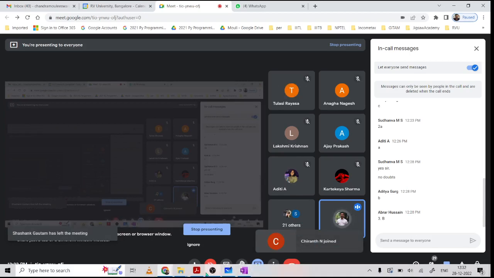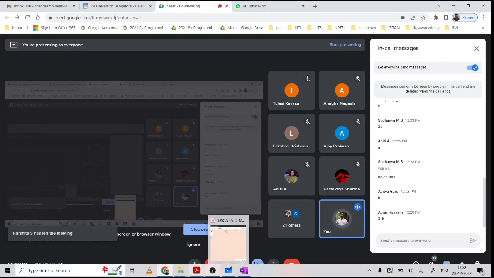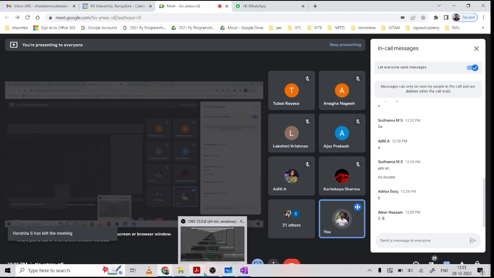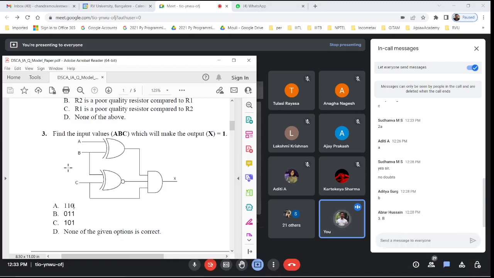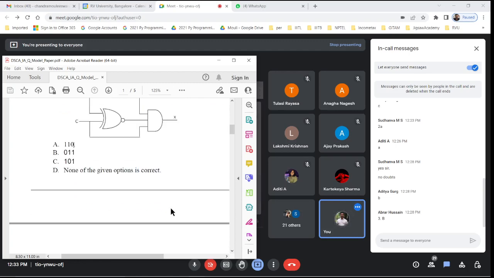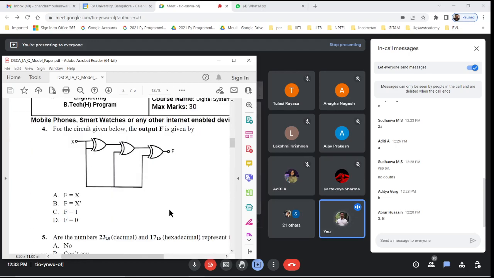You may not get the same circuit, but you may get some different circuit and you need to do the same logic of going from the output to the input. Or it could be different. Please don't think that I will ask the same kind of question again. It could be something different also. Please don't assume the same questions will come.